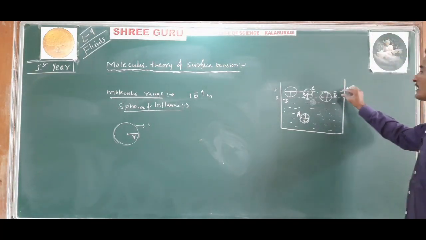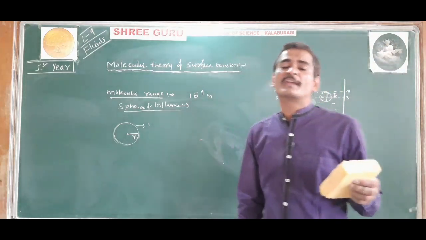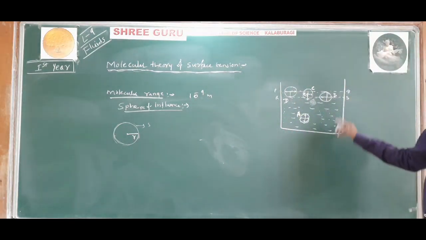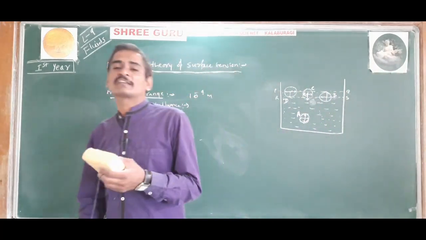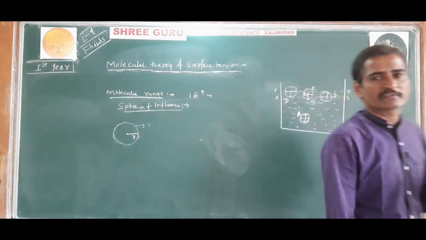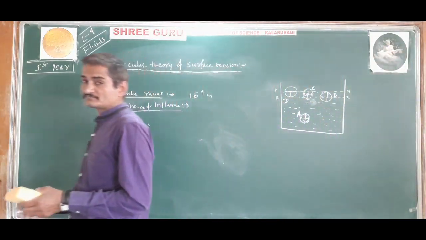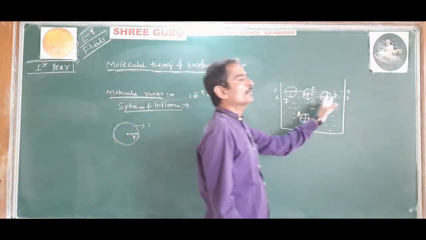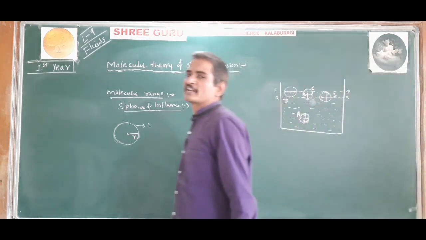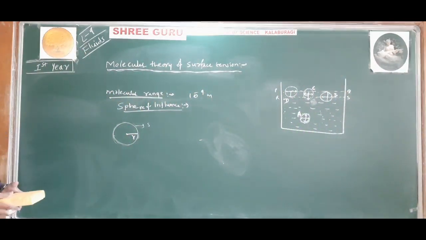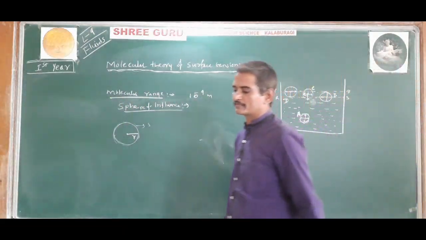So, the potential energy is maximum. For a system to be in equilibrium, the potential energy must be minimum. So, for that, the surface will have minimum number of molecules. Hence, it will try to have minimum surface area. The liquid surface will try to occupy minimum surface area and behaves like a stretched membrane. So, this is the molecular theory of surface tension. Hope you understood.